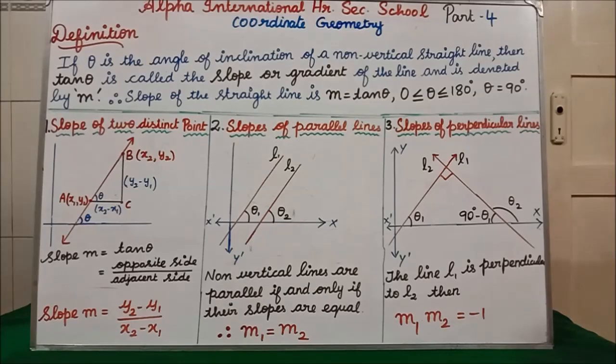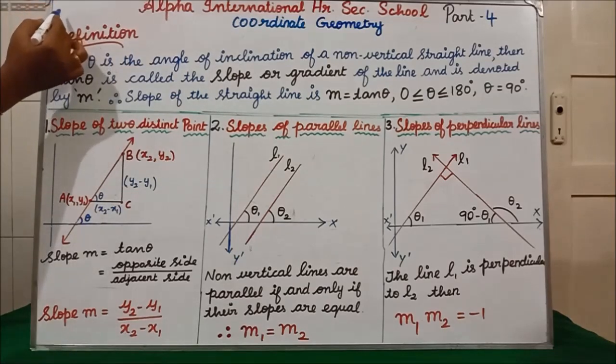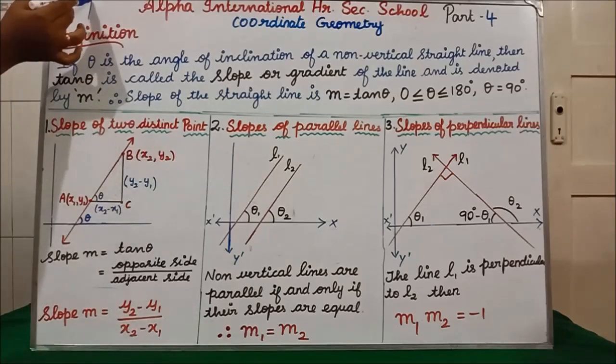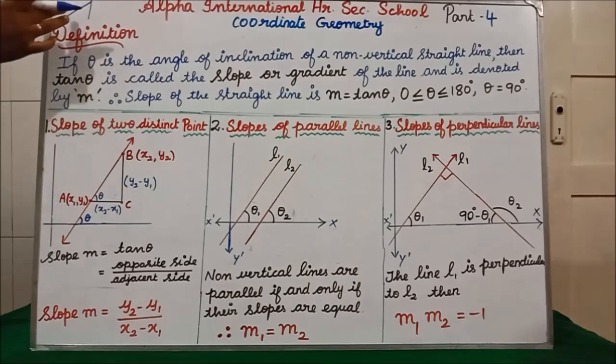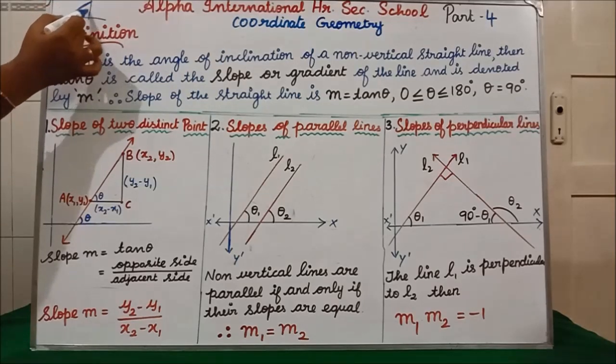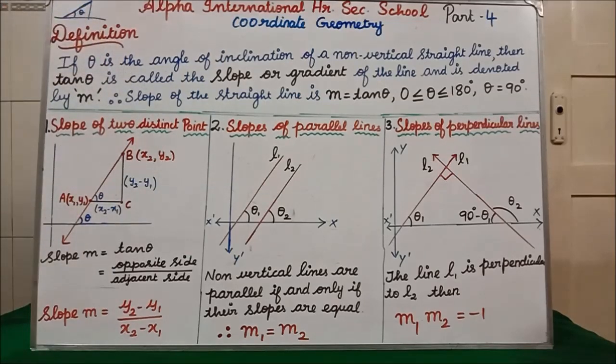The slope is nothing but, see students, suppose this is the wall. You are placing the ladder. You all know a ladder, isn't it? So how much slanting you are facing, this line is called the slope, and here the angle of inclination is theta. Clear? This slanting line is called the slope.